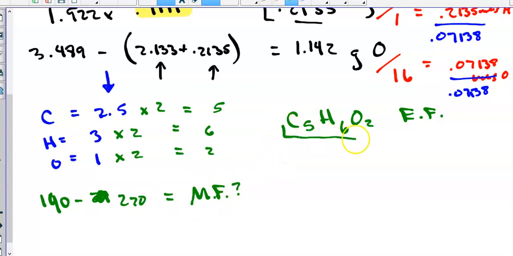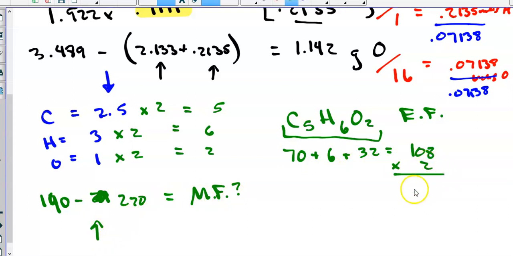What I do is find the total mass of this piece. It's 5 times 12, which is 60, plus 6, plus O2, so 2 times 16, that's 32. So I got 98. In order to get this number within this range, I have to multiply it by 2. If I do that, I get 216. 216 is in the range of 190 to 220, so that would most likely be the correct answer. So I double everything, C10H12O4. That is how you would do that problem.